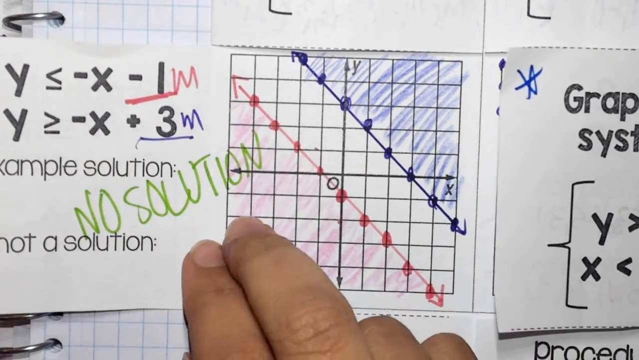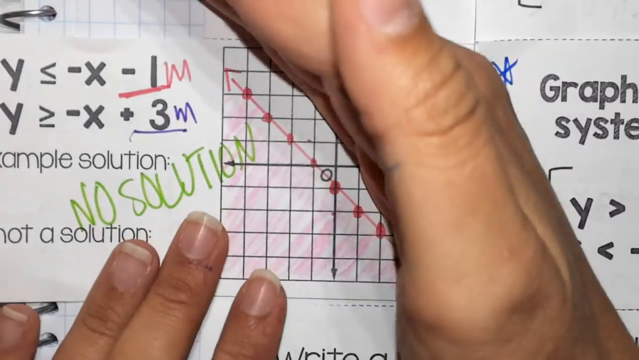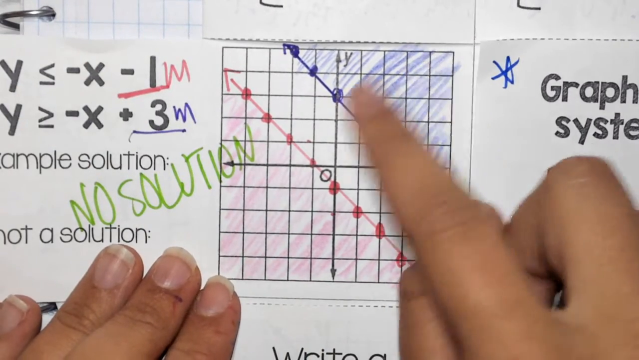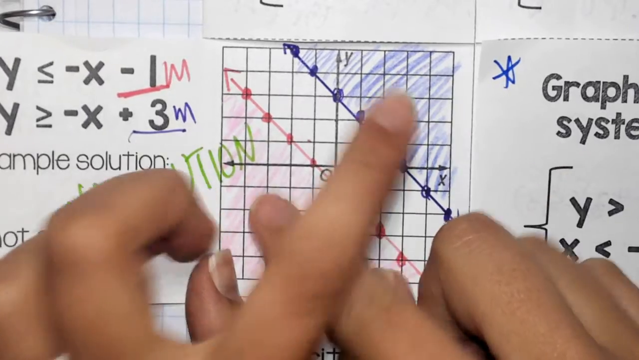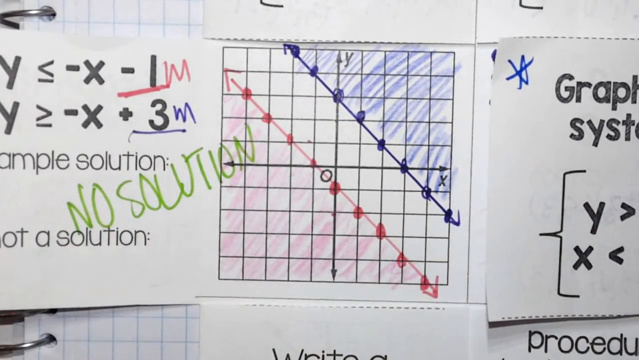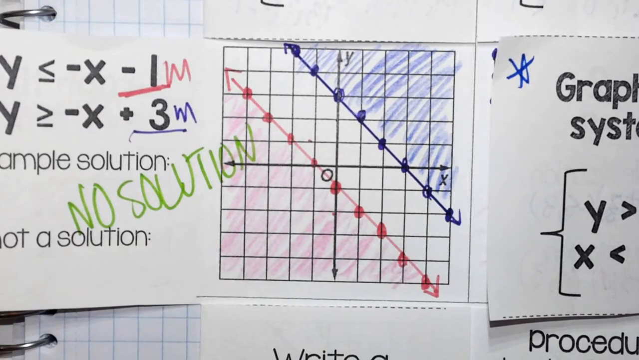Now, if both of them were less than, then it would shade this way, and this area would be your answer. If one was greater than, and if it was opposite, the one in the middle would be your answer. So it depends on the shading. The parallel has nothing to do with it. It depends on the shading.